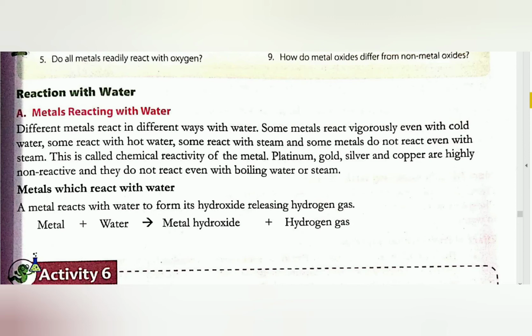Let's see how metals react with water. As we know, there are different metals, so these metals react differently. Some metals react vigorously even with cold water, some react with hot water, and some react with steam, while some metals do not react with water.